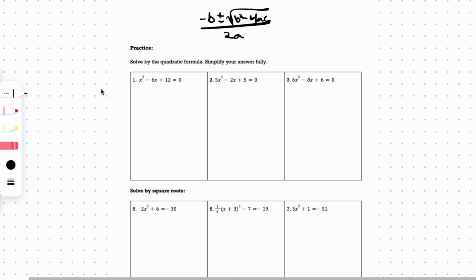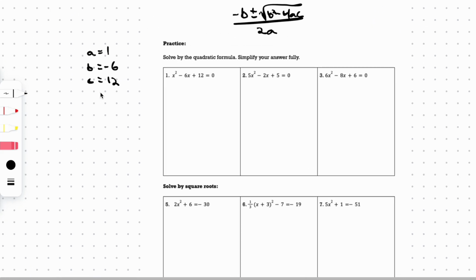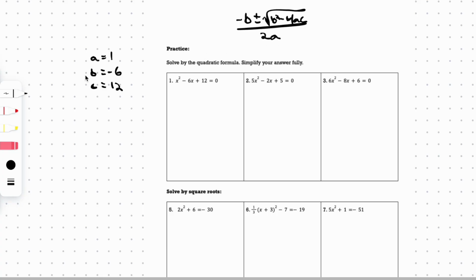So in this case, maybe let's just write this out. For this first problem, a equals 1, b equals negative 6, and c equals 12. Okay, let's work with that. So let's plug each of these values into the quadratic formula.